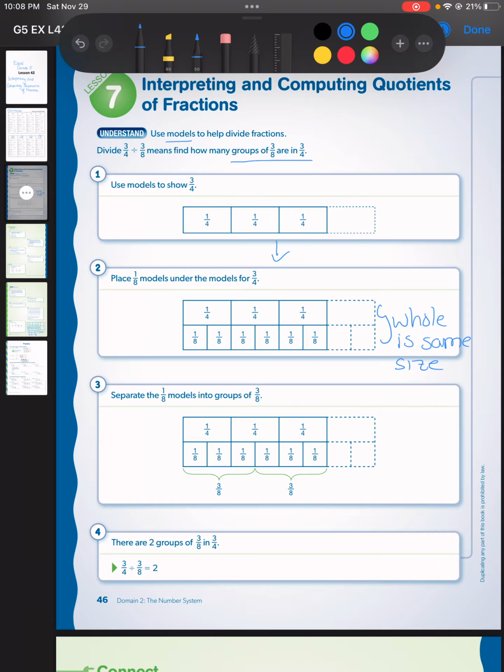Then they are separating the 1/8 model into groups of 3 so that they can clearly see that there are 2 groups of 3/8 in 3/4. So that's how we get 2.